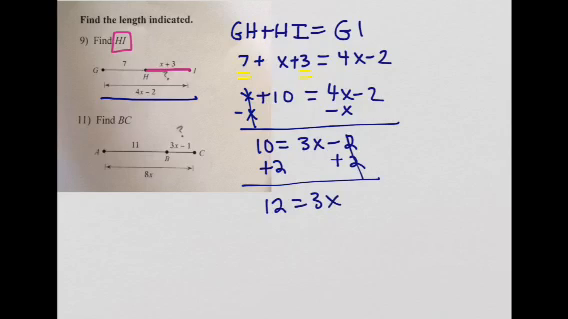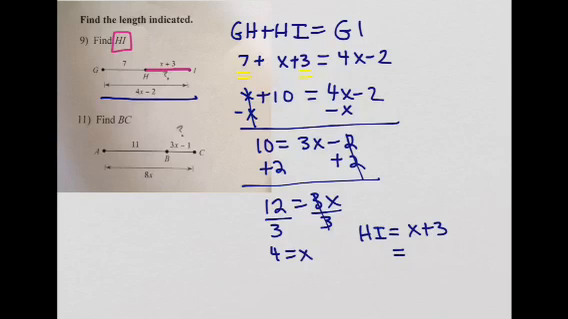We divide both sides by 3 because we need x by itself. So 4 equals x. But notice that's not the question. That's not what we're solving for. We want HI, not x. So we go back up here to HI, which is x plus 3. So HI is x plus 3.